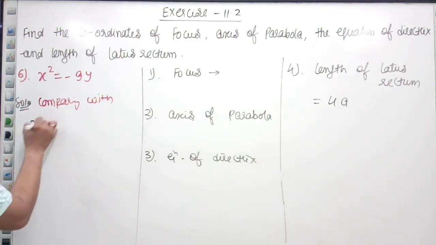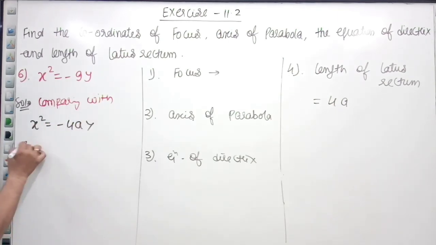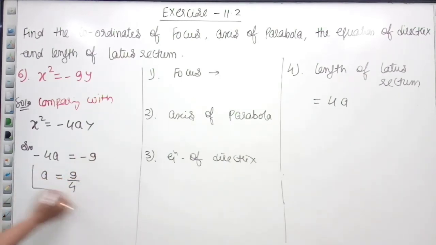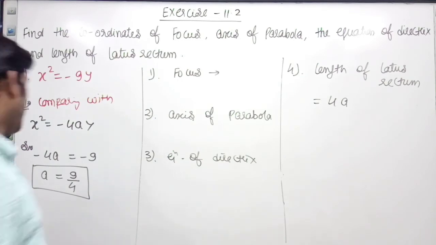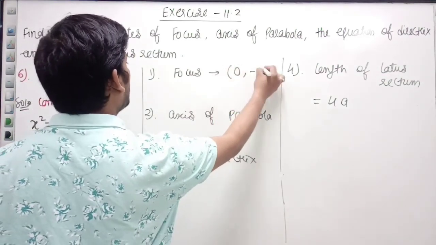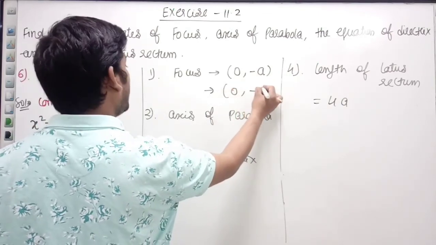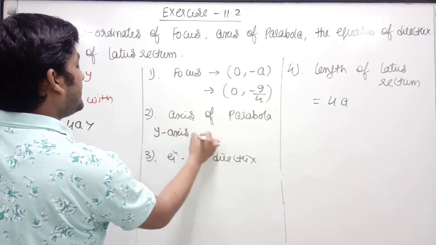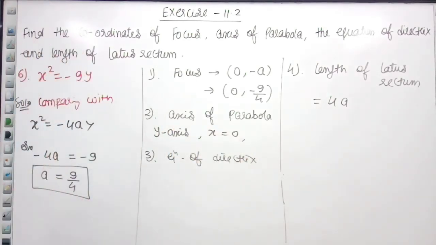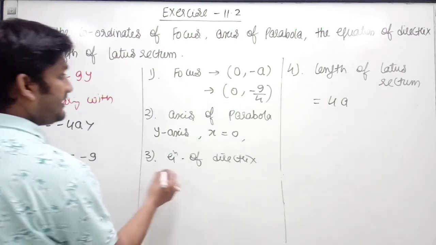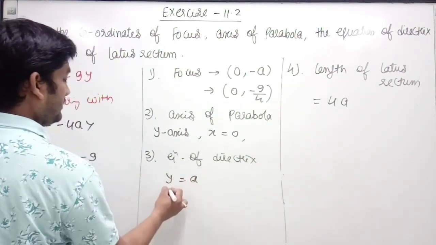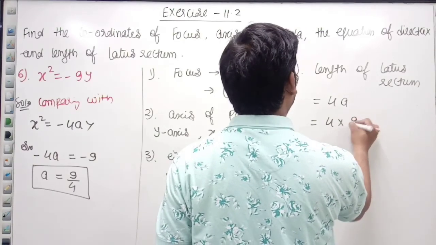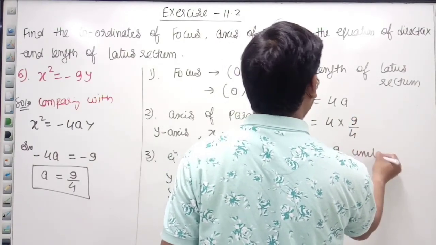I will compare with x square equal to minus 4ay. So I can say minus 4a equal to minus 9, a equal to 9 by 4. Now focus is 0 comma minus a, 0 comma minus 9 by 4. Axis of parabola: power of y is 1, so y axis, x equal to 0. Equation of directrix, I can say y equal to a, y equal to 9 by 4, and length of latus rectum 4a, 4 into 9 by 4, that is 9 units.